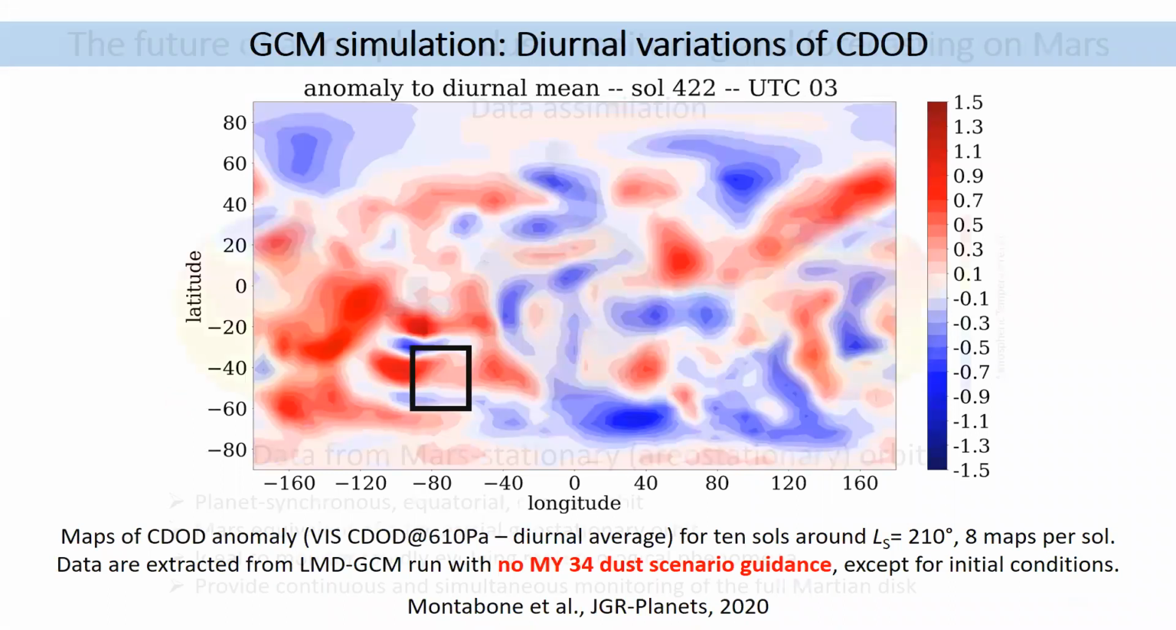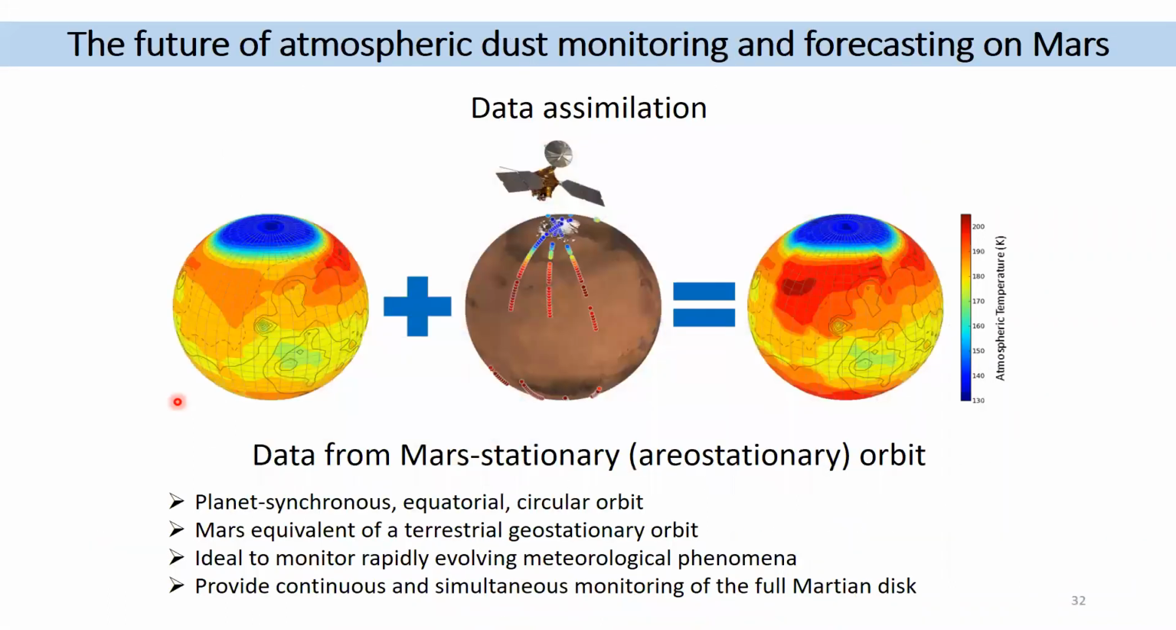Okay, so we are approaching the end of the talk. Just maybe 2 minutes more to tell you what is the future of atmospheric monitoring for the dust on Mars, and how do we see forecasting of dust storms, for example, happening on Mars sometime in the future. Well, data assimilation is a technique that can certainly help to forecast not only dust storms, but any other meteorological phenomena on Mars.